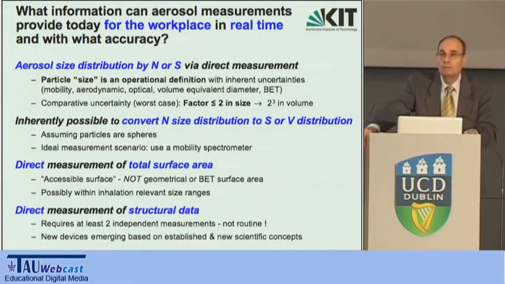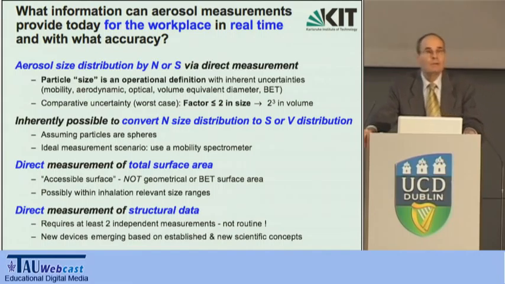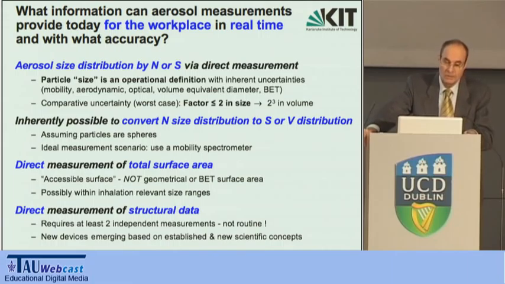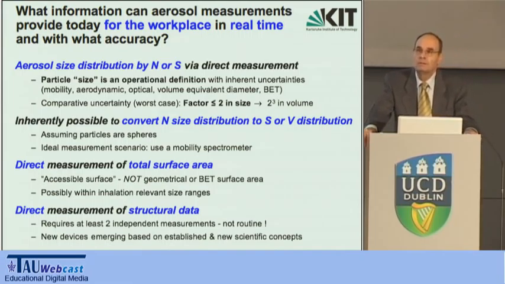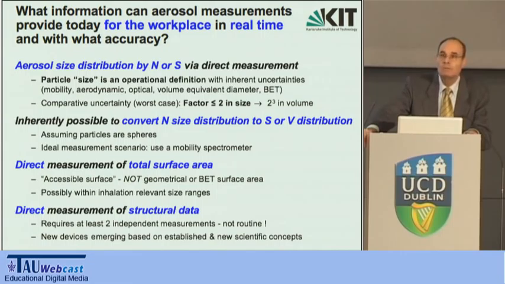Also, what's emerging now more and more is you can get structural information about particles by direct measurement. You could always do that. You could do that 20 or 30 years ago with some pretty sophisticated laboratory techniques. It requires at least 2 independent measurements with 2 different techniques, but you can have that. But there are now new devices emerging, based on established and even some new scientific concepts, that would give you some average, let's say a fractal dimension of the particles that you have, which is not bad because it gives you some knowledge about whether you really have to do with smooth spheres or something more agglomerated.